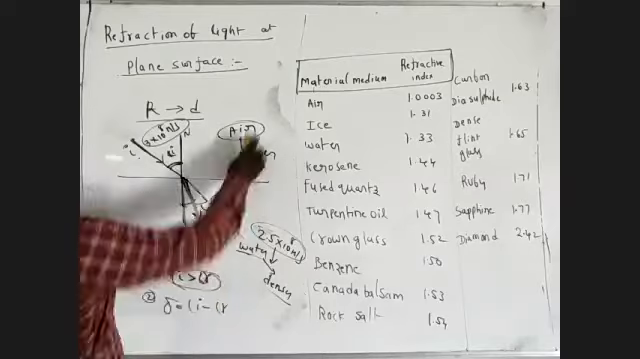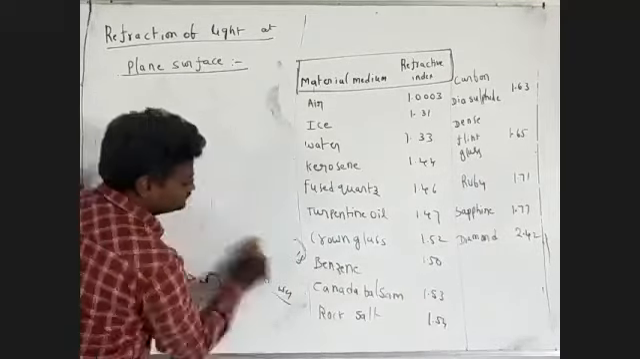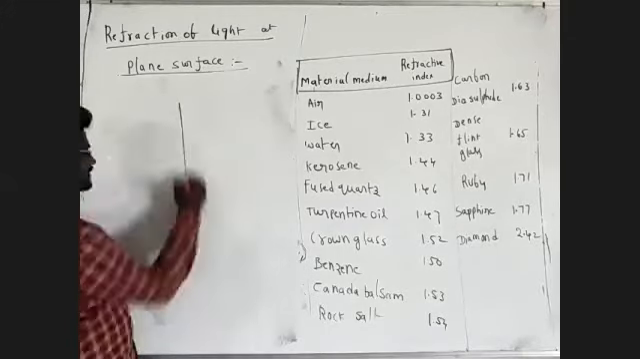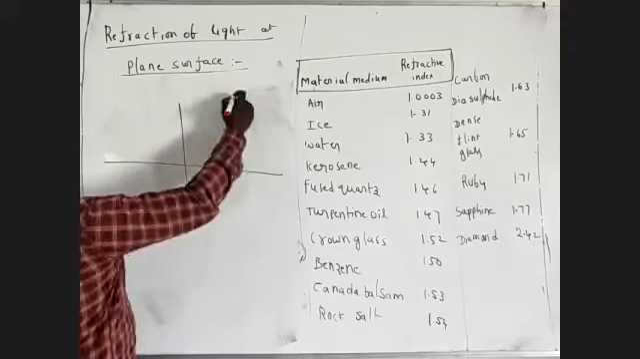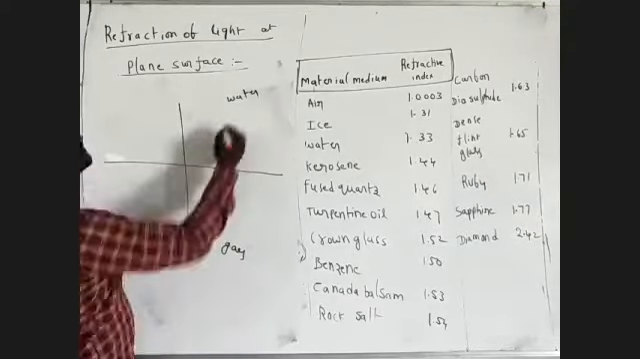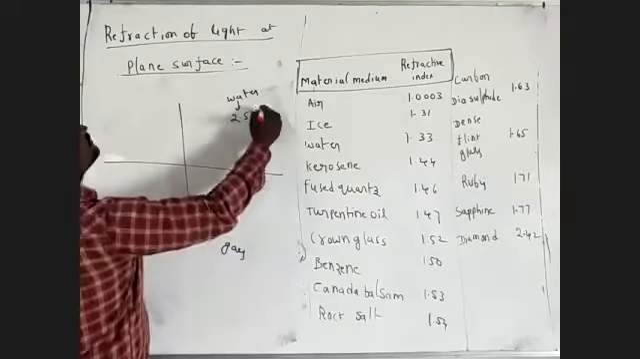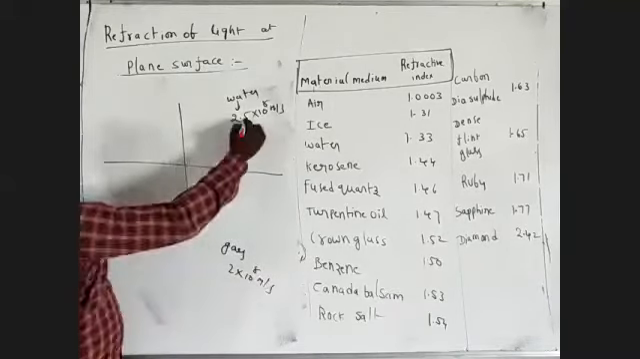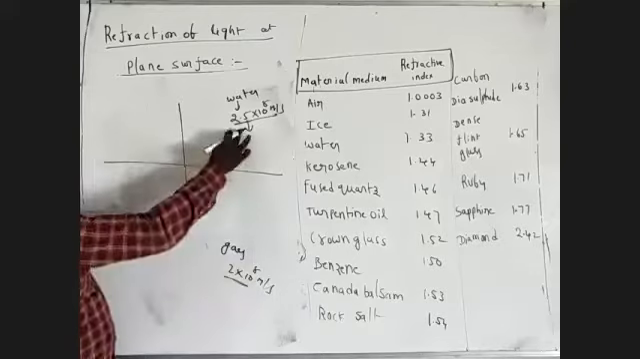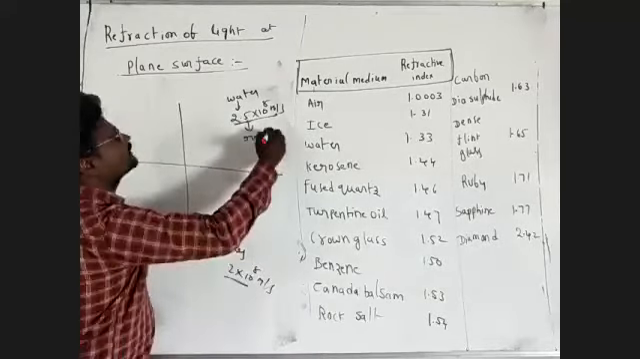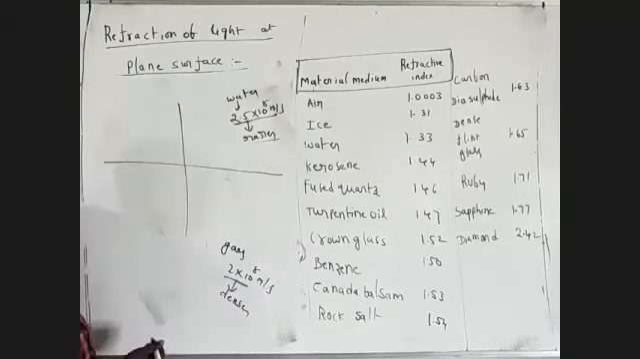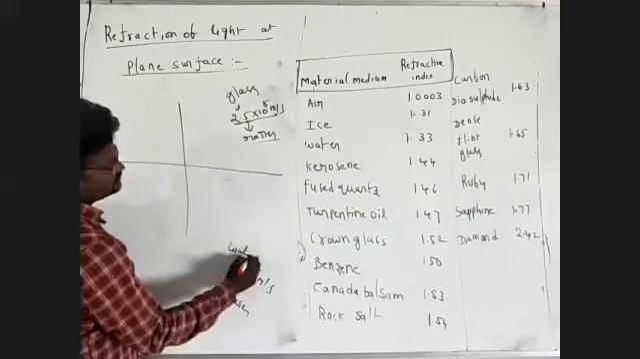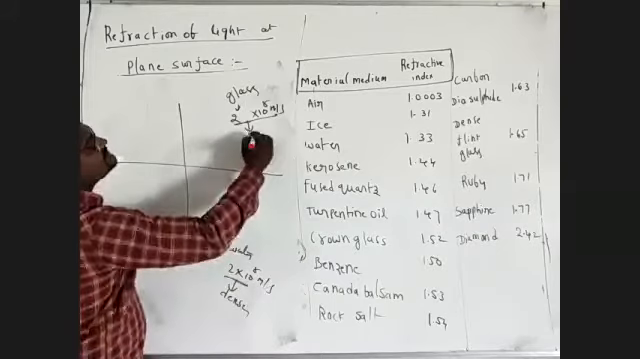Now next, light travels from water to glass. Speed of light in water is 2.5 into 10 power of 8 meter per second. In glass, it is 2 into 10 power of 8 meter per second. This one has more speed, this one has less speed. More speed means rarer medium. Less speed means denser medium. So water is rarer and glass is denser medium.